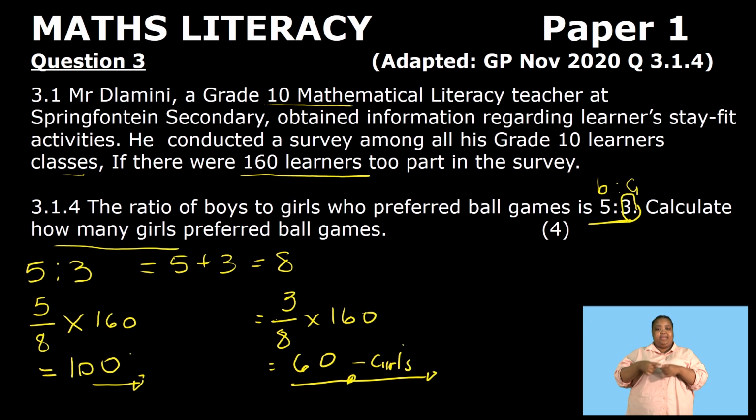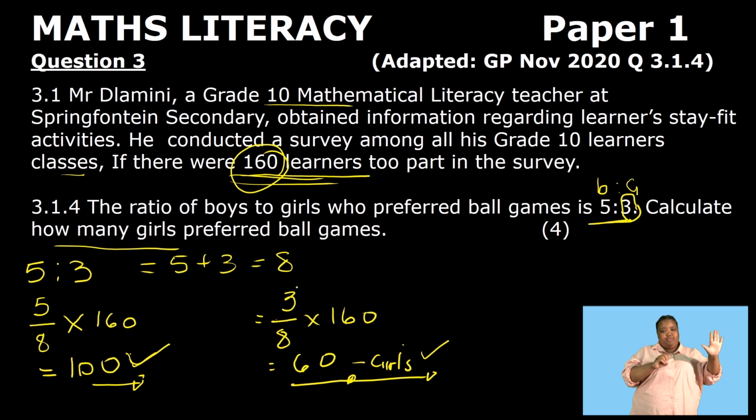So now having these two values, it simply means that when we add the number of boys and the number of girls who took part in this survey, they must add up to the total number of learners who participated, which is 160. And adding this value from a ratio of 5 and this value from a ratio of 3, it gives us 160.